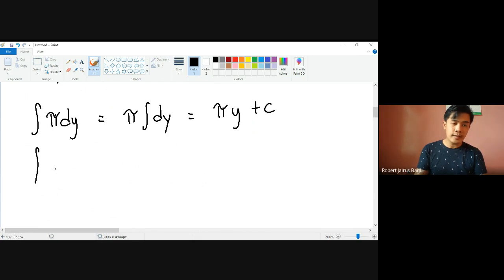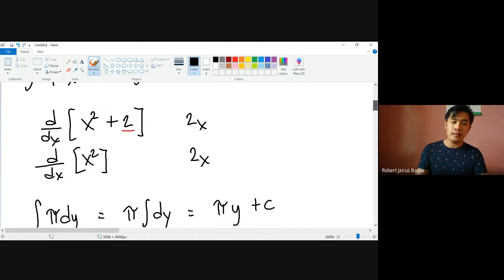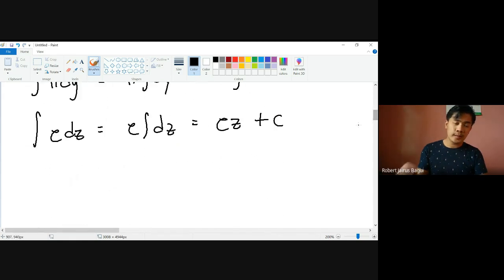The integral of e. It depends on whether it is in terms of dx, dy, or dz, so it depends on the problem. It's not always dx. Same with the preceding problem, e, the integral of dz. So easy, plus c. Without the c, as I said, it is vital, so it should not be missing.